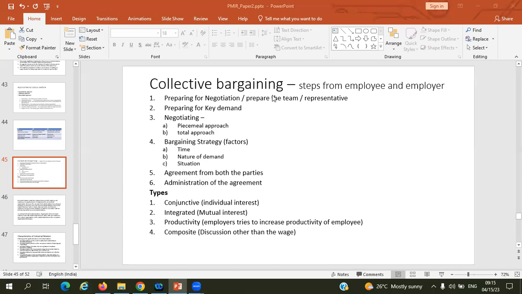First thing, prepare yourself for the negotiation, what you are going to talk, prepare the team, prepare your representative. Out of 100, you are not sending all 100 people. So maybe 3, 4 people you are selecting. Management is selecting another 2, 3 people, whatever, they are meeting together, they are discussing. So these 3, 4 people, what you are selecting, they have some specified skill. They know how to bargain. They know how to talk, and they should have all rights to talk, decide.